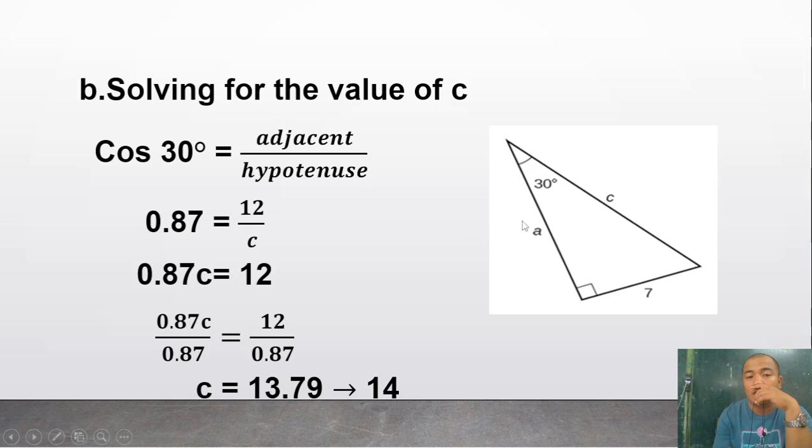hypotenuse. To solve for the hypotenuse, we have cosine 30 = 0.87 equals 12 over C. That is the adjacent side which we have solved a while back. Divide both sides by 0.87, so the answer is 14, approximately 14 units.